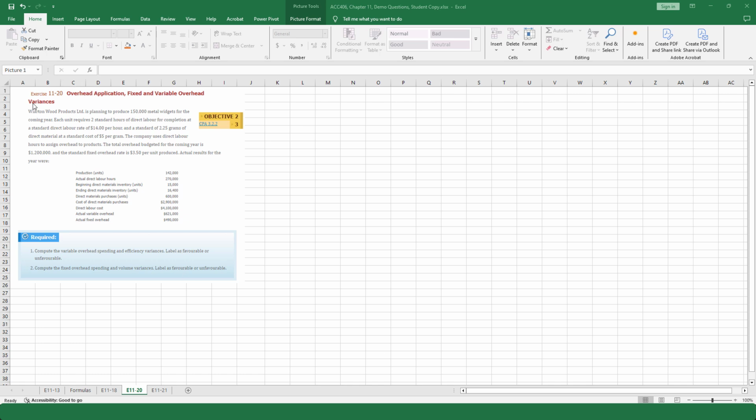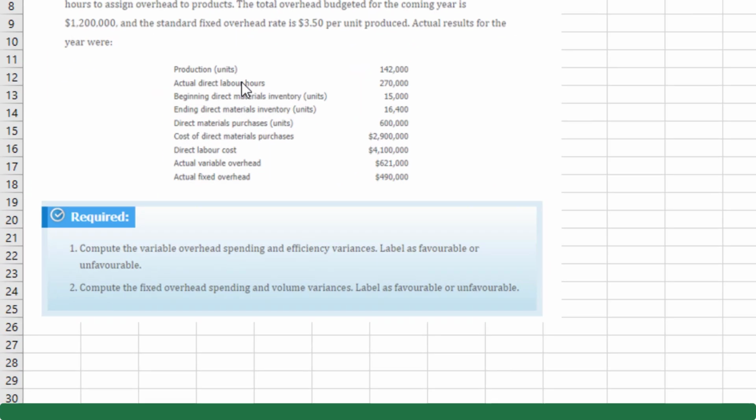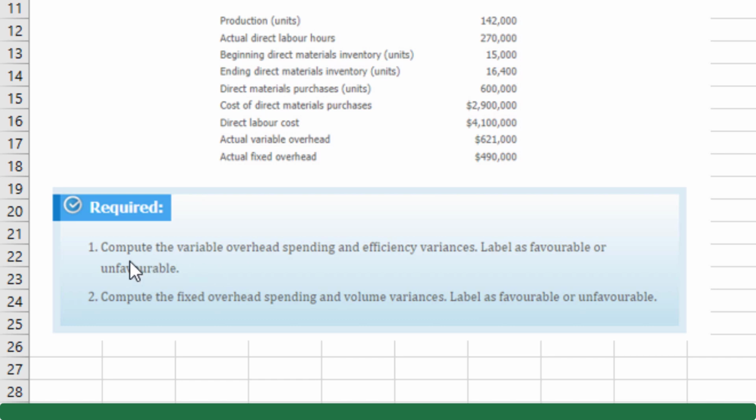We're now moving on to exercise 11-20, overhead application, fixed and variable overhead variances. This question is more difficult than the other questions that I've done, which are more basic. This one, you have to work backwards in order to calculate some of the numbers. Now, they've given us a lot of information, but we're focusing specifically on the required.